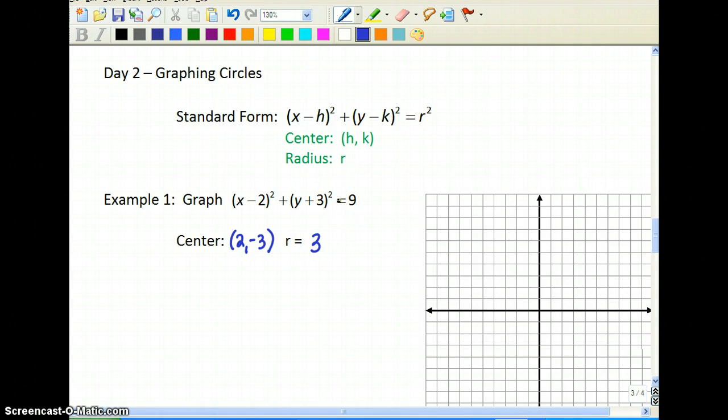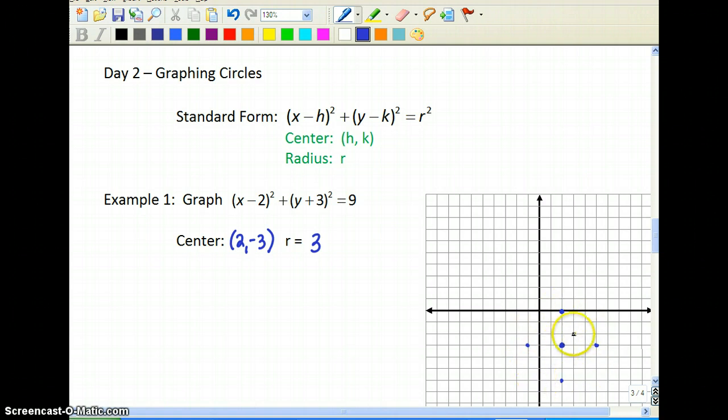Now our pictures will not be perfect. We'll just do the best that we can. Graph the center, (2, negative 3). Now the only radii that we are going to be able to count are the ones that are horizontal and vertical. So you're going to go up 3, down 3, to the right 3, and to the left 3. And we know that our circle should connect those 4 points.